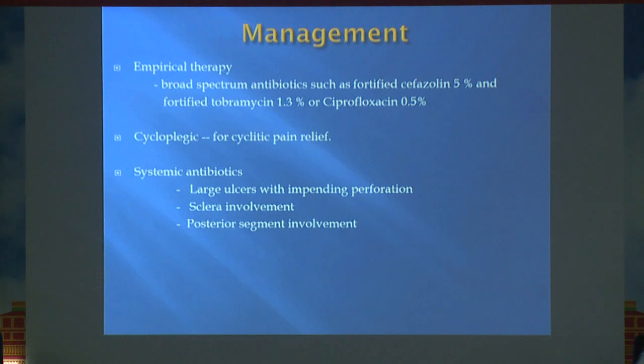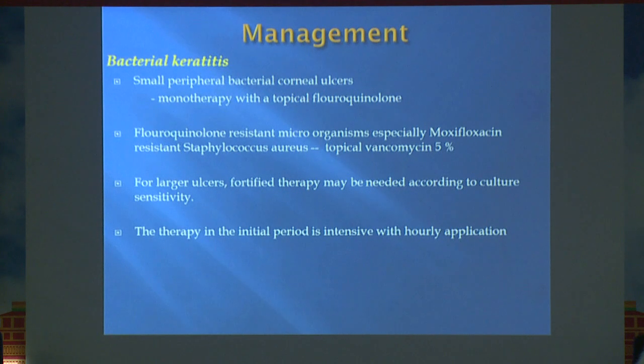An anterior chamber paracentesis can be done for microbiological investigation in case of hypopyon corneal ulcer. After that, we have to start with empirical therapy like broad spectrum antibiotics such as fortified cefazolin 5% and fortified tobramycin or ciprofloxacin. Cycloplegic is used for cyclitic pain relief, and systemic antibiotics should be given in large ulcers with impending perforation or scleral involvement, and in case of posterior segment involvement.